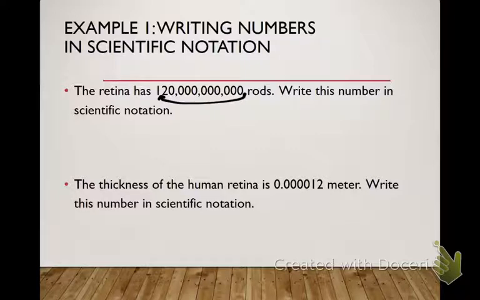In order for a number to be written in scientific notation, it has to be greater than 1 but less than 10. Does everybody agree 1.2 is in that range? So I move my decimal right after the first non-zero number and it gives me a number in that range. So I have 1.2 and then times 10.